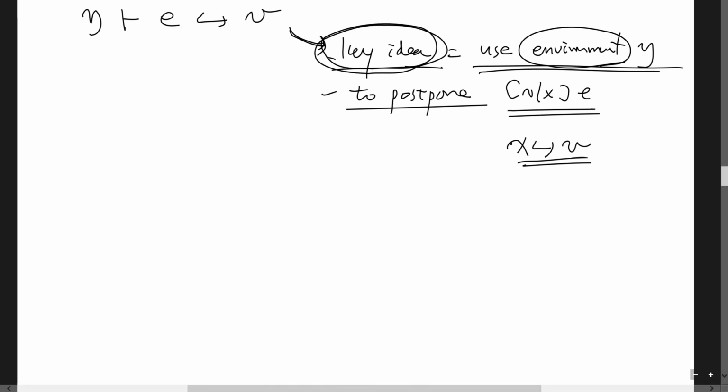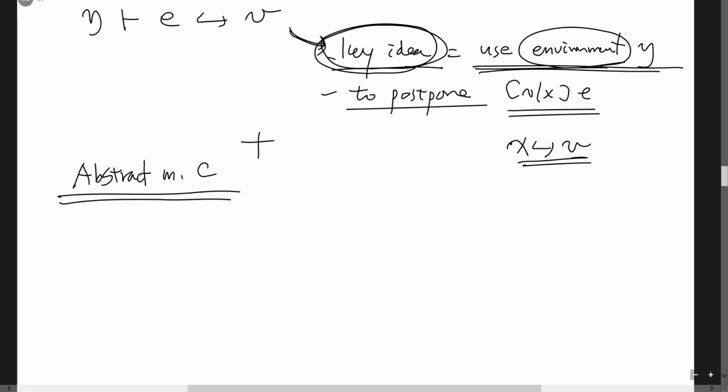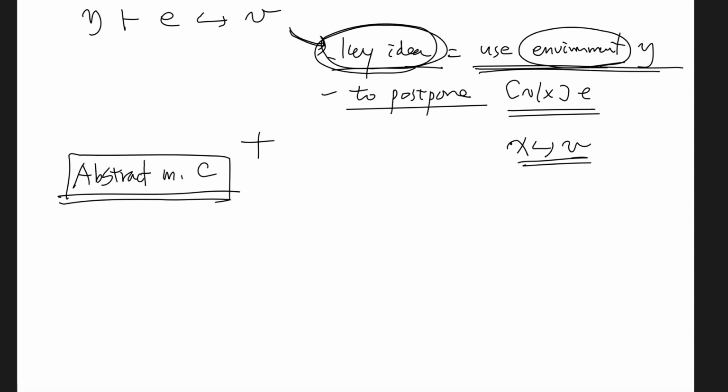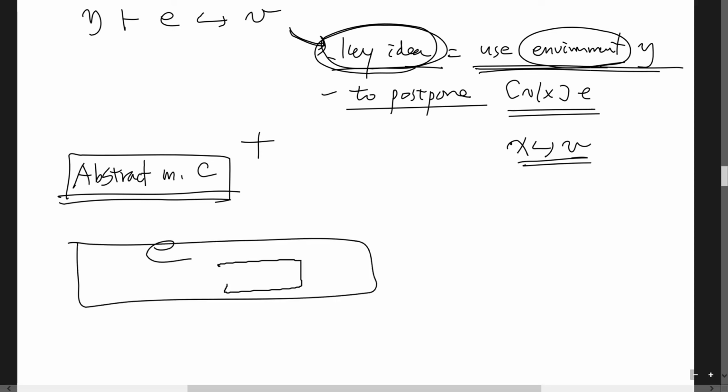Now, let's combine this idea of using environment with the idea of abstract machine C. So what was the idea behind the abstract machine C? In abstract machine C, which actually is based on the idea of evaluation context, the idea was that we'd like to make it explicit to analyze the structure of given expression. We have an expression E, and inside this expression E, we have some redex. And this abstract machine C makes it explicit how to reach this redex.